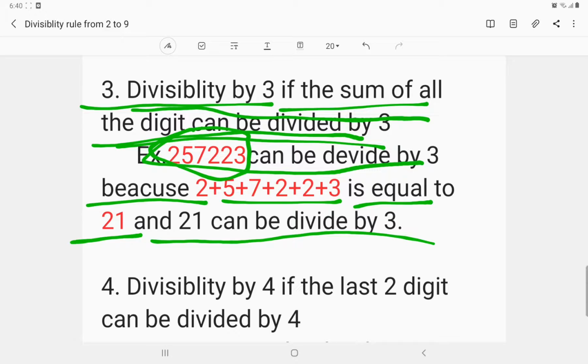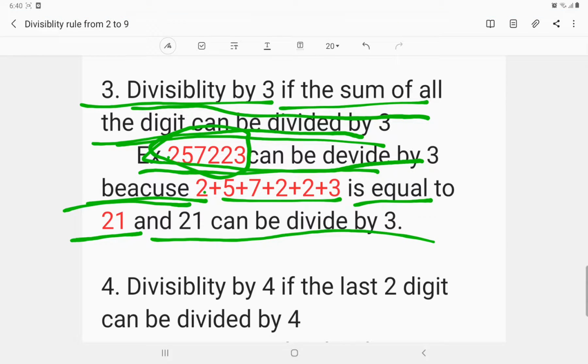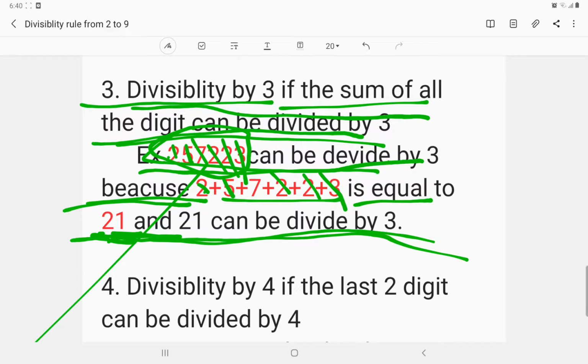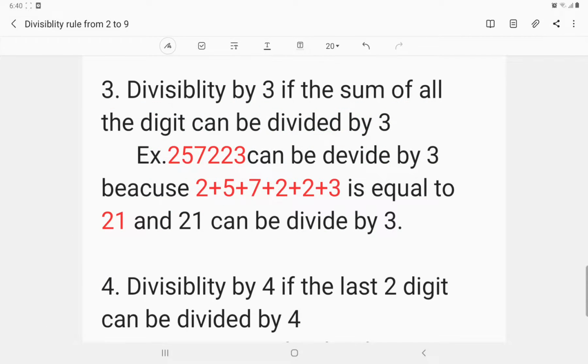When they give you the number, you just take the sum of the digits, one digit by one digit, and that is really easy. Just use a plus sign. This number can be divided by 3 because 2 plus 5 plus 7 plus 2 plus 2 plus 3. You add all of that and it is equal to 21, right? And 21 can be divided by 3. That is an easy rule. It has one step too.